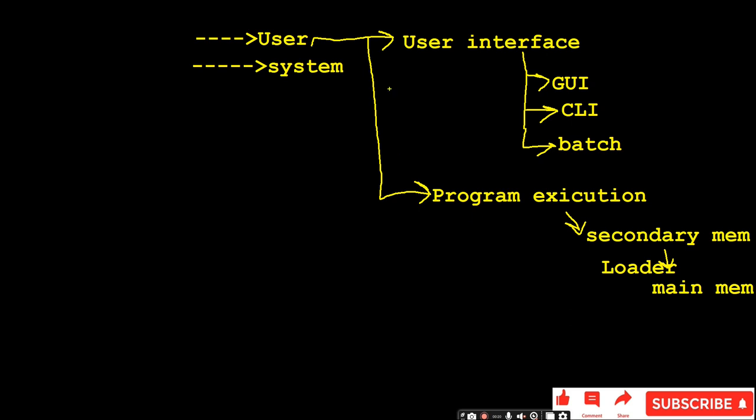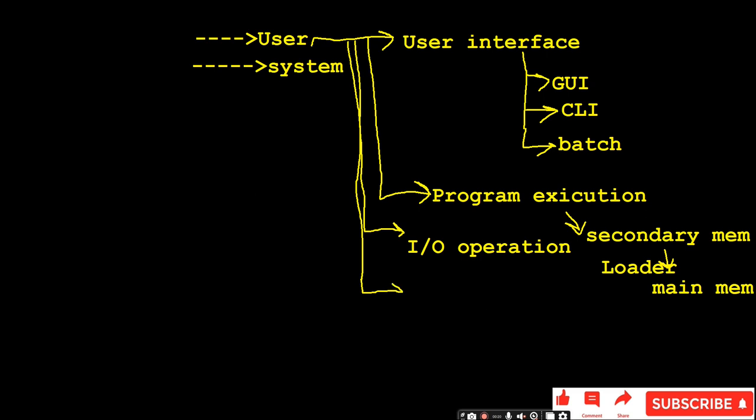The third type of service the operating system provides to the user is IO operations, input output operations. When we execute the programs, in between the execution the user may need to use some hardware devices. So operating system provides the facilities to access those IO devices at the time of execution also. One more type is file system manipulation.